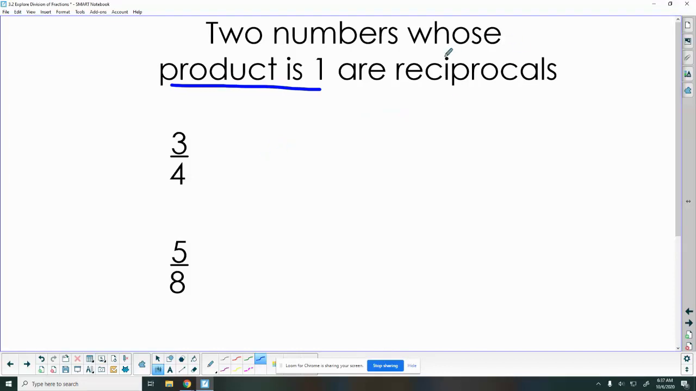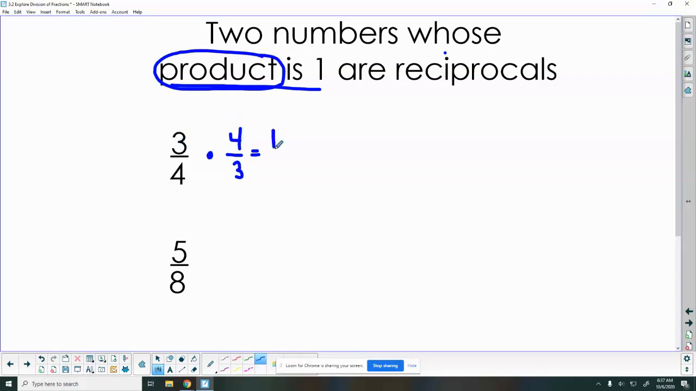So reciprocal means opposite. So the opposite of 3/4 is to make it 4/3. I just flipped this fraction upside down. And I need to make it be a product, which means I multiply. So when I multiply here, let's see what happens.